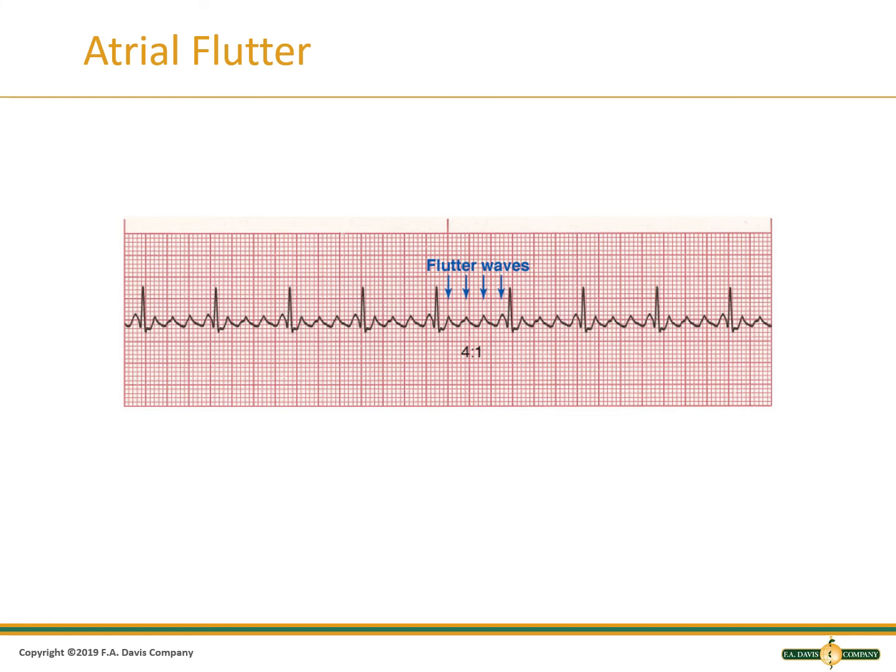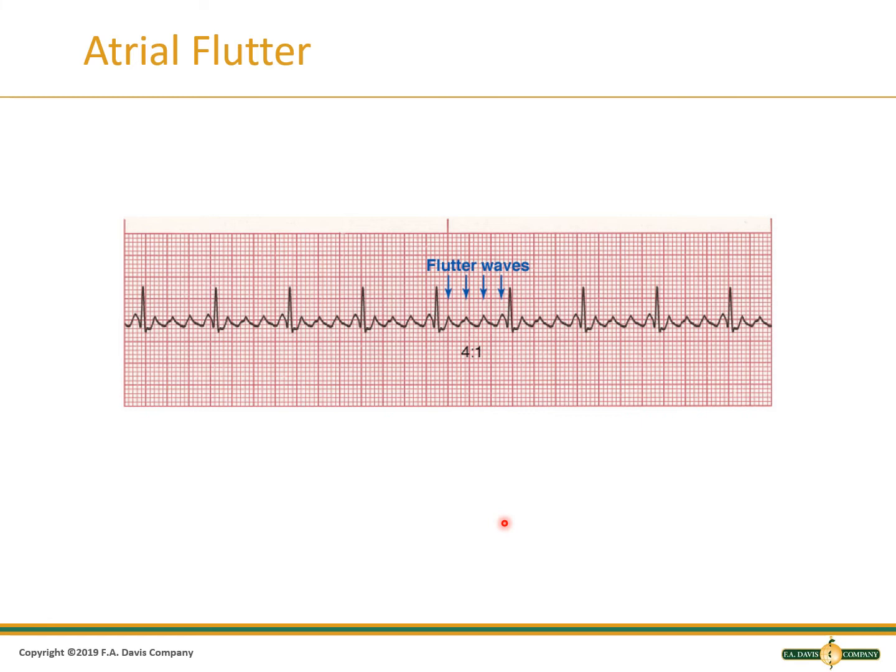In atrial flutter, the atria contract or flutter at a rate of 250 to 350 beats per minute. The very rapid P waves appear as flutter or F waves on the ECG. You will see a sawtooth pattern, just like right here. Some impulses get through the AV node and reach the ventricles. A normal QRS complex is initiated. There may be 2 to 4 F waves between QRS complexes.